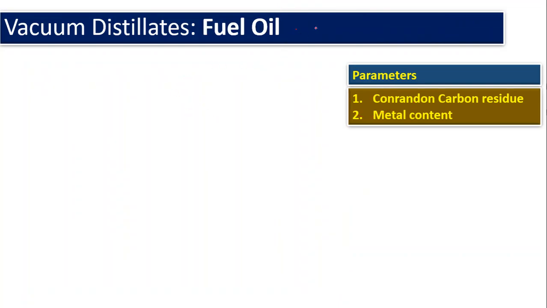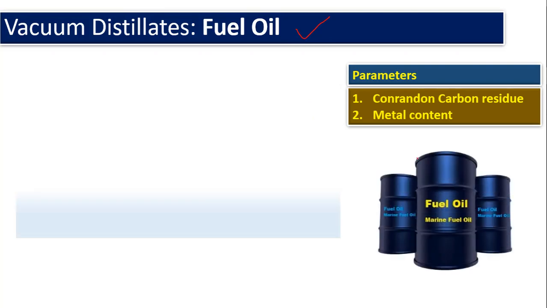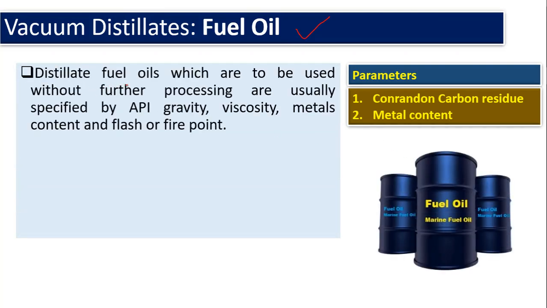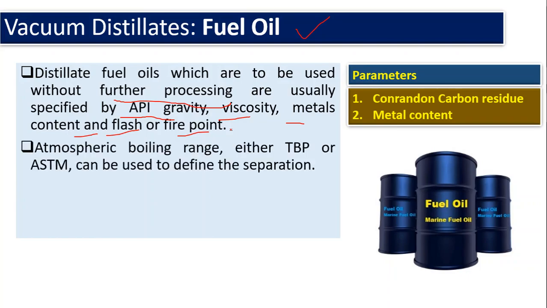Third is distillate fuel oil. In that one also, in fuel oil you first have to take care about CCR and metal. The distillate fuel oil is normally used without further processing, meaning it is taken as a finished product, normally controlled or specified by the API gravity, viscosity, metal content, flash and fire point. These are some specifications. If they are matched, then you can take that fuel oil as a product directly to sell in the market. Atmospheric boiling range, either TBP or ASTM, can be used to define the separations.